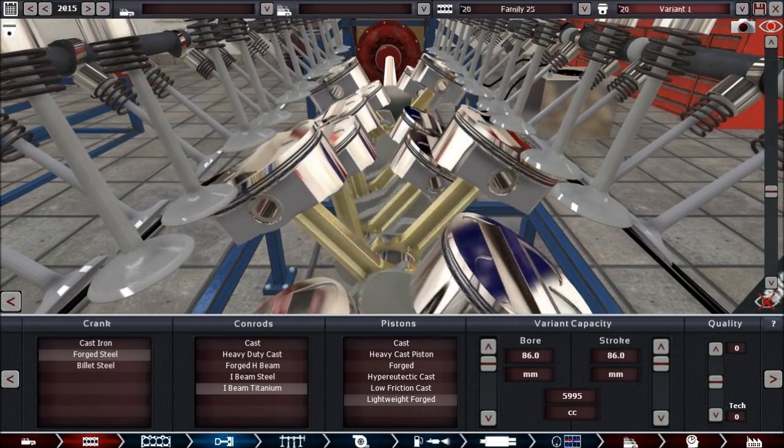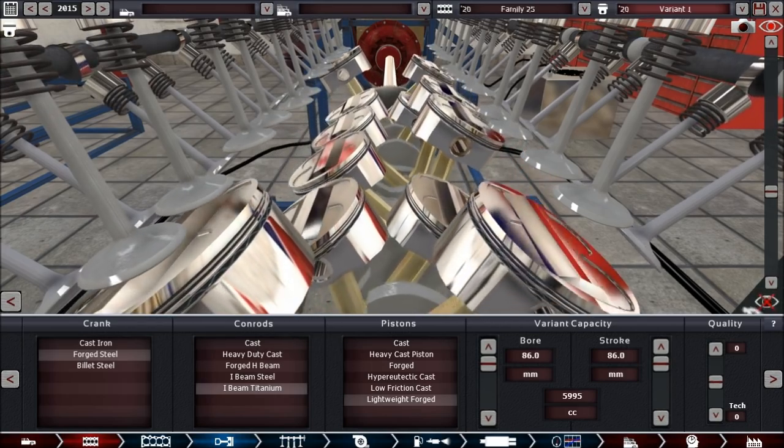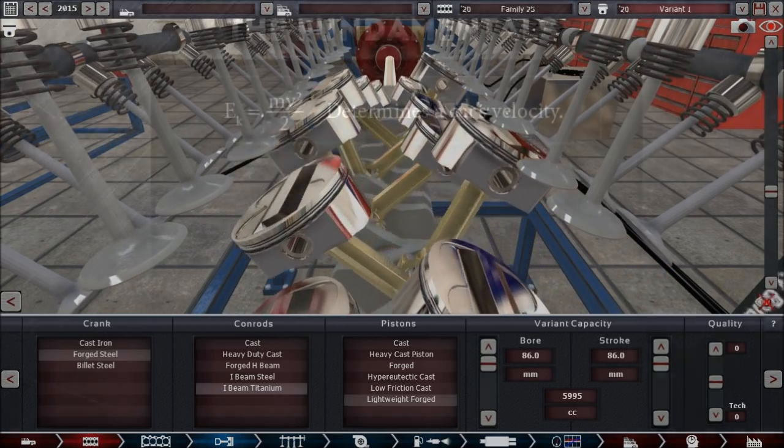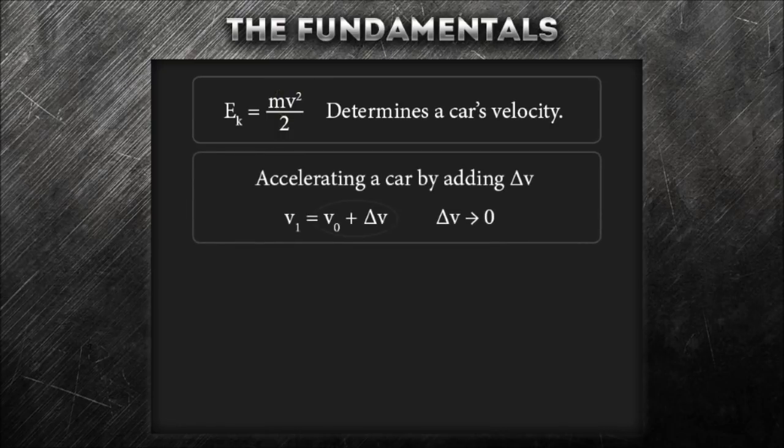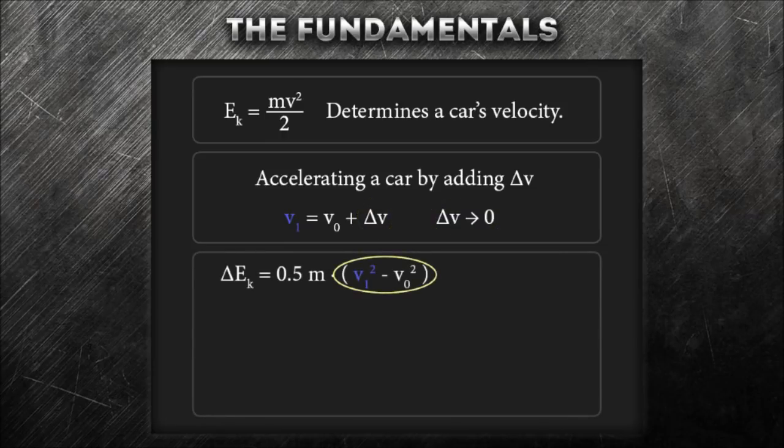If you want to jump over this derivation, just click the link on the screen right now. So far, we have established that we need energy in order to make an object go faster. To determine how much energy we need to increase a car's velocity, we add a tiny amount of speed to the initial velocity v0 so that the car accelerates from v0 to v1. We call this difference in velocity delta v and make its value very small. By subtracting the car's initial energy from the energy it has after the acceleration, we get this expression.